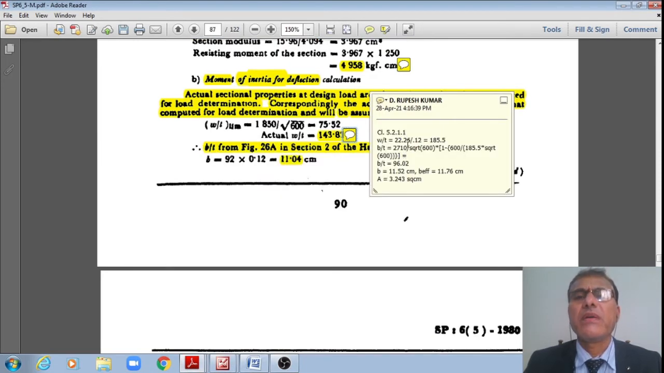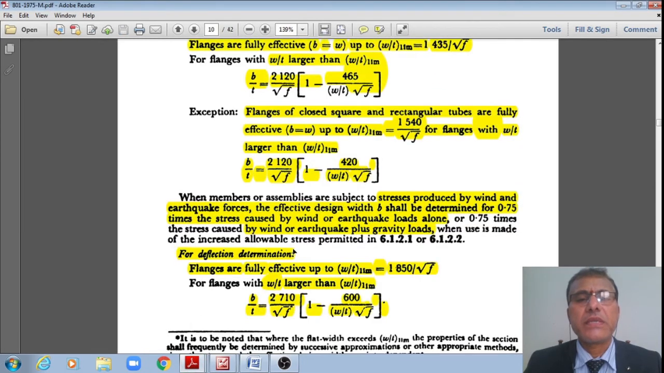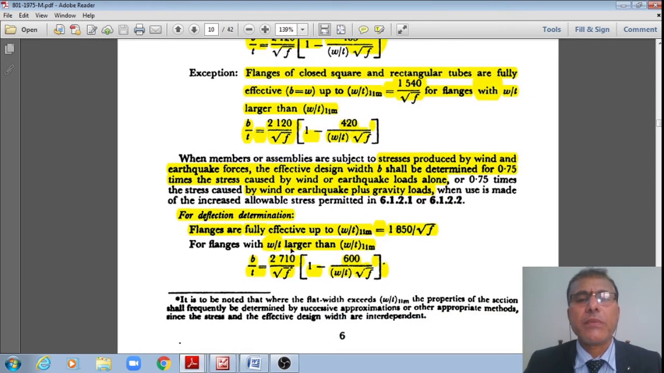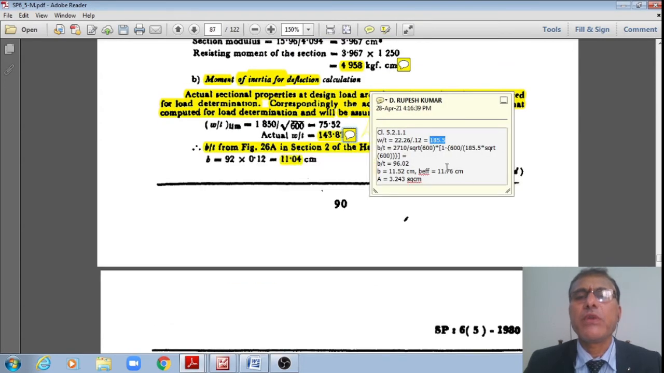That W by T limit, 1850 divided by square root of F, works out 75.52. However, W by T is equal to 185.5, which is much greater than 75.52. Therefore, now I'll use this second set of formula. Because W by T is larger than W by T limit, therefore B by T is given by 2710 divided by square root F, 1 minus 600 divided by W by T square root F, right? Substituting into this formula, now I get B by T is equal to 96.02.